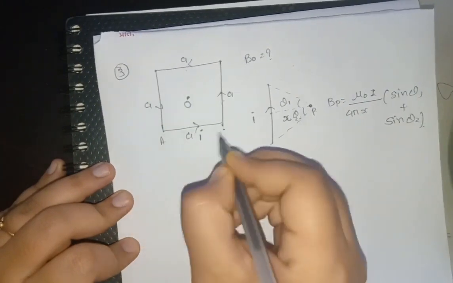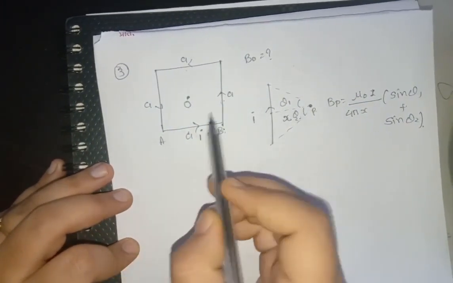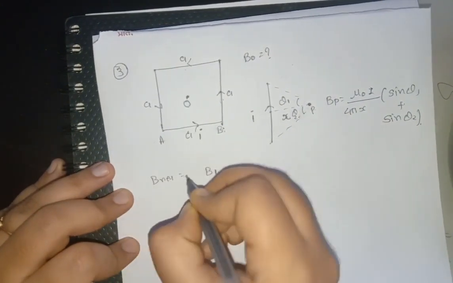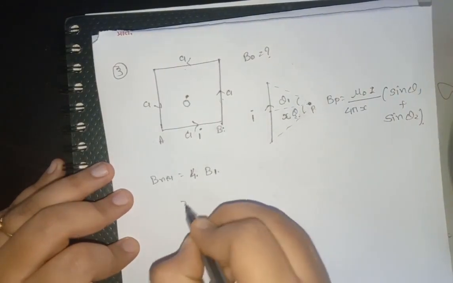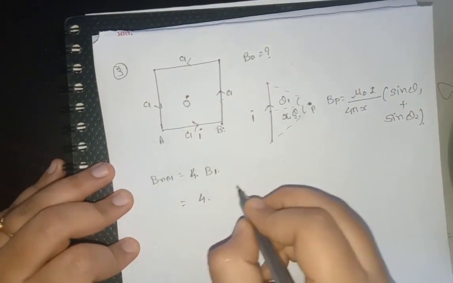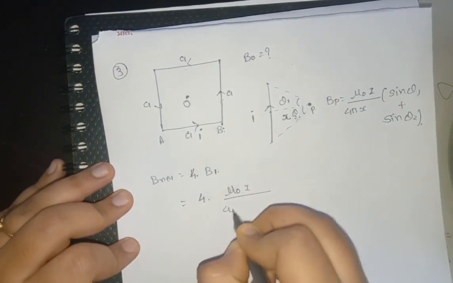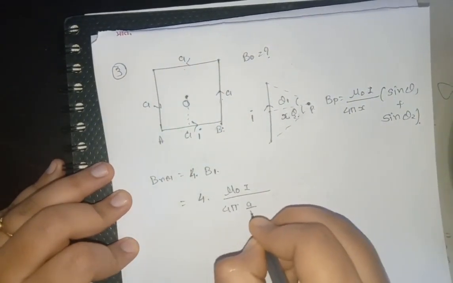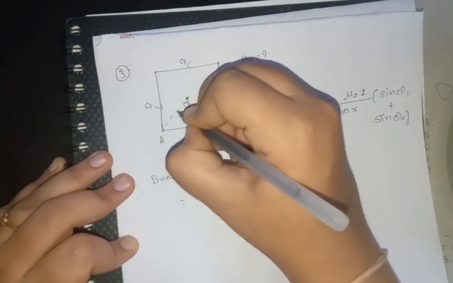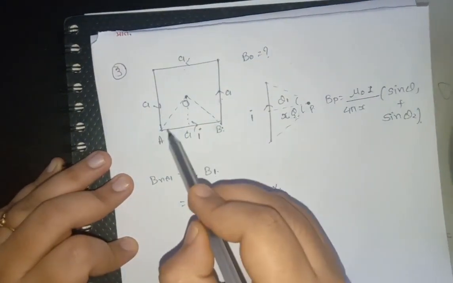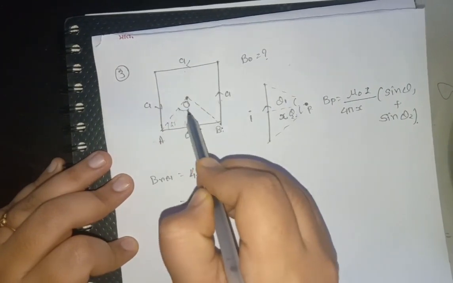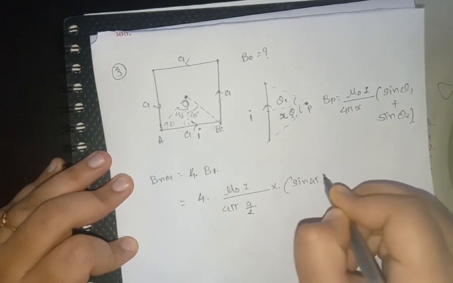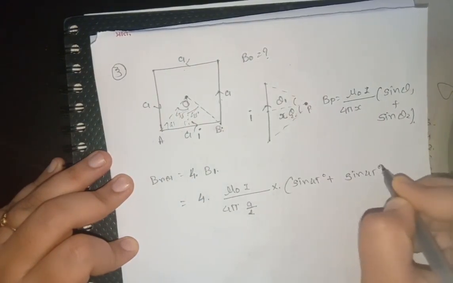Let's say the magnetic field due to wire AB at O is B1. So B net will be 4 times B1. Now writing B1, mu naught I upon 4 pi. This perpendicular distance will be half of this side, that is a by 2, into this angle is 45, this is 90, so this angle will be 45 and this angle is also 45. So into sine 45 degree plus sine 45 degree.